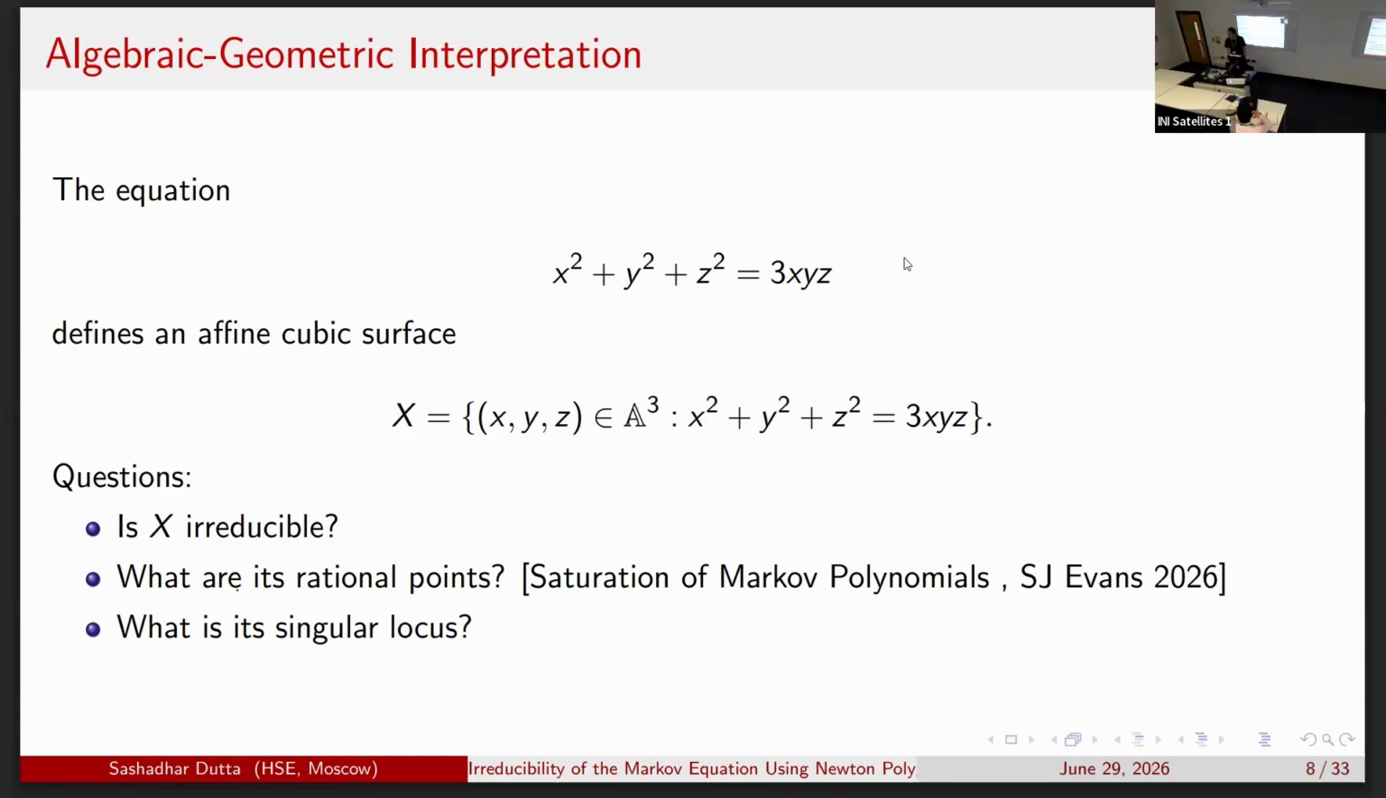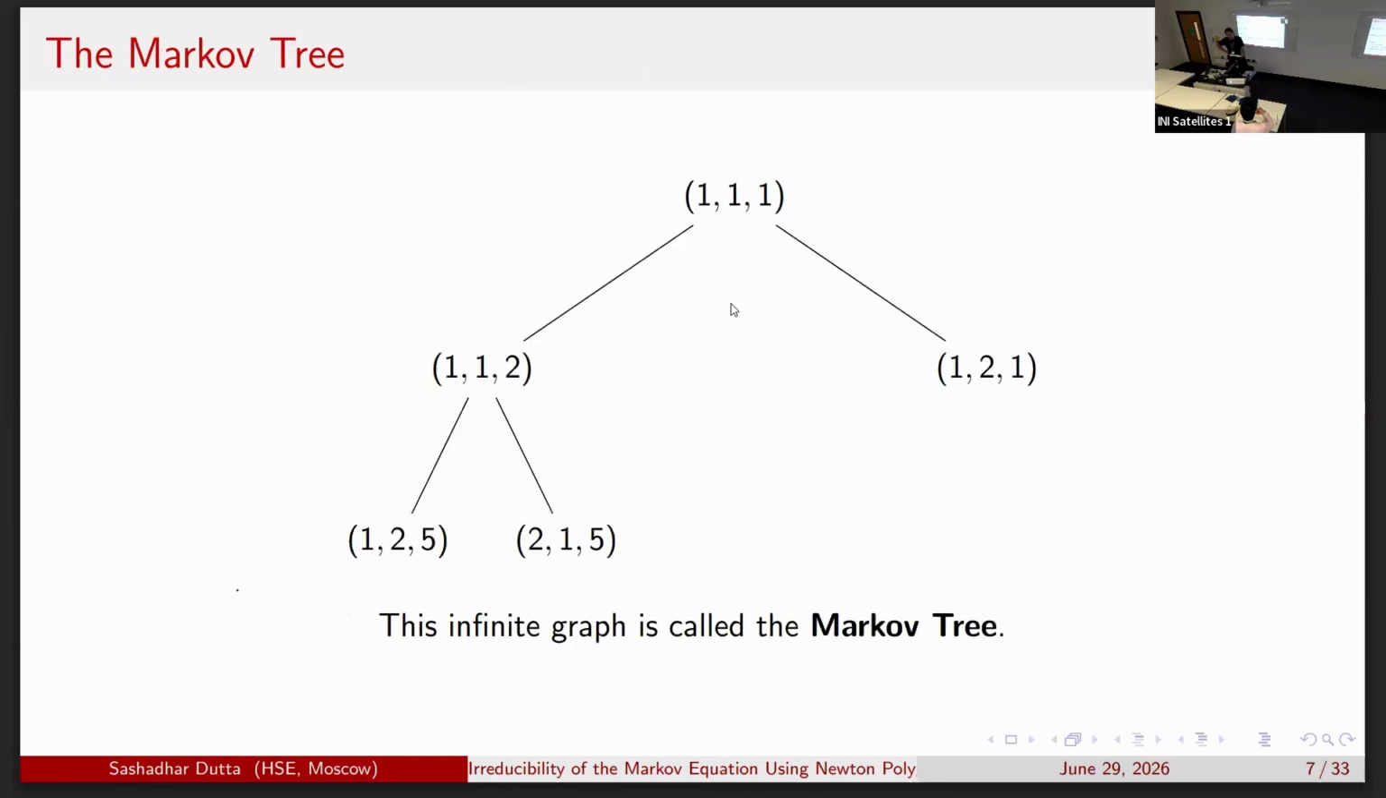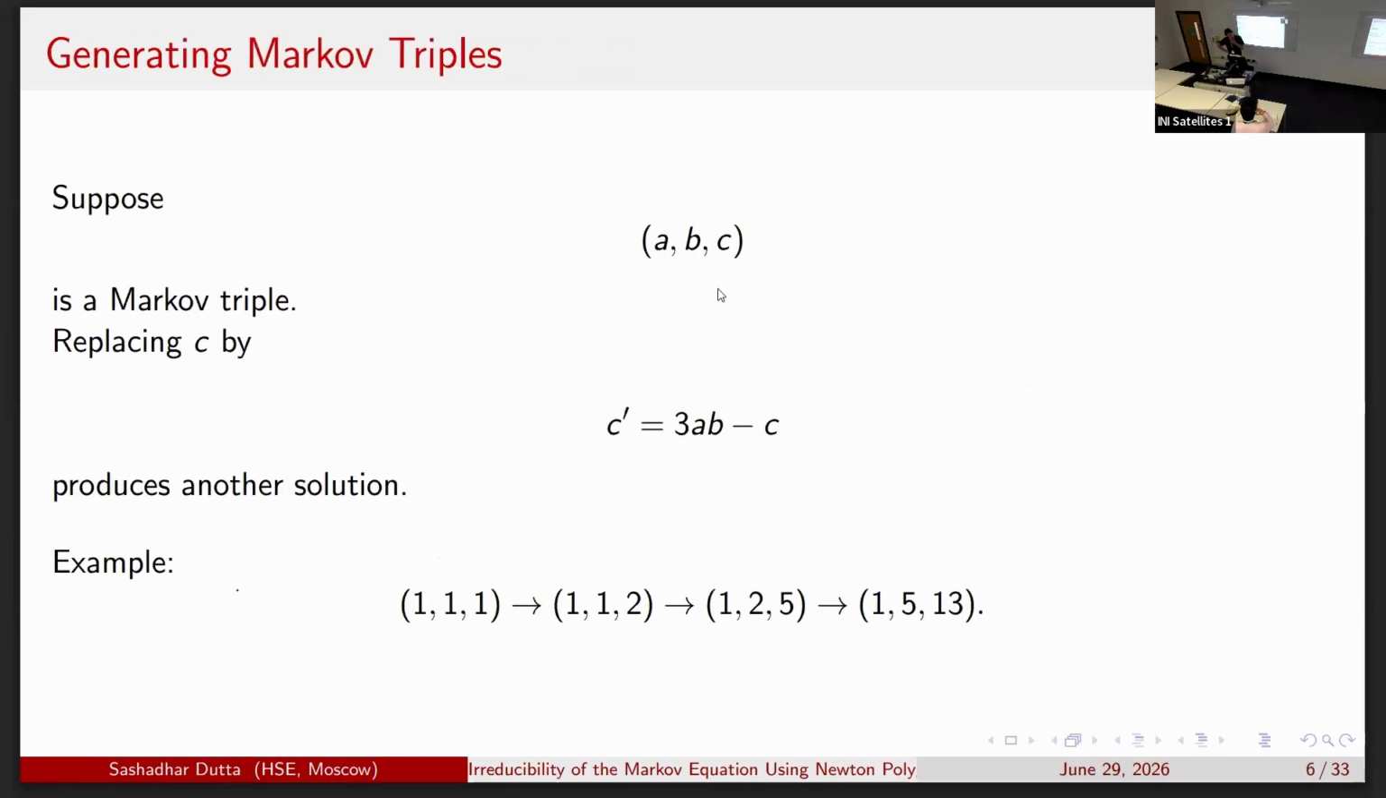Any other questions? No? Oh, sorry. Yeah, you are very loud. At the beginning, you described a procedure of generating Markov triples with C prime. Can you get all the integer solutions like this, or do you need other procedures? How much does this cover of all the Markov triples?